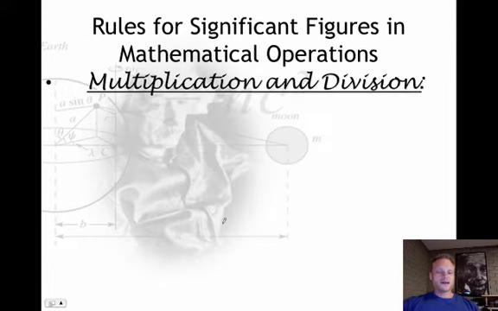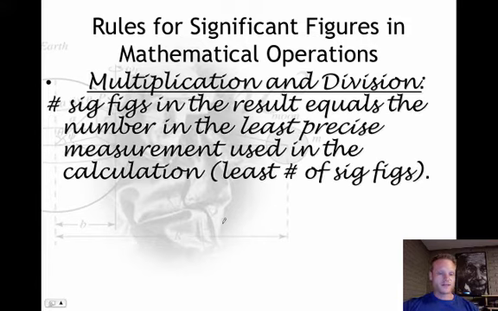For multiplying, it's a little bit different. For multiplication and division, the number of significant figures in the result equals the number of significant digits in the least precise measurement used in the calculation. And again, an example I think is worth 1,000 words.